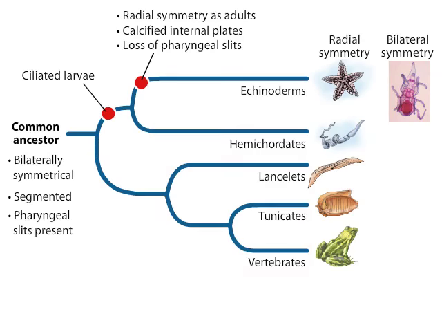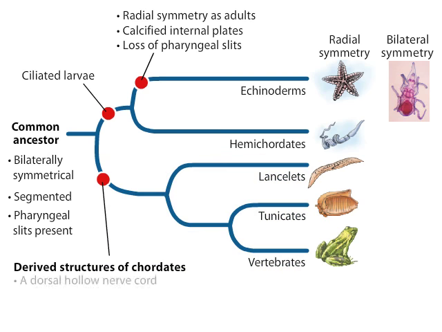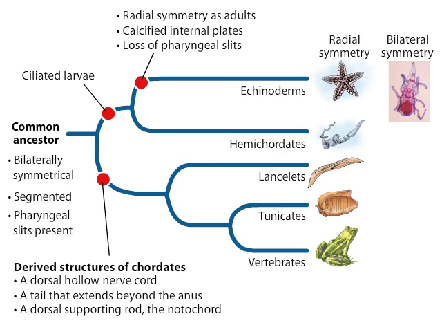Chordates are also deuterostomes. As adults, the three groups of chordates couldn't appear more different. Yet their relatedness is evident in many cases by comparing larval or embryo stages. At some stage in their development, all chordates display several derived structures: a dorsal hollow nerve cord, a tail that extends beyond the anus, and a dorsal supporting rod, the notochord.